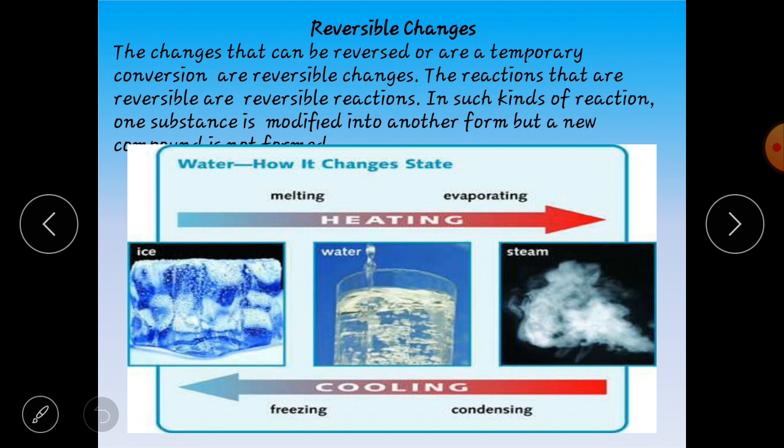The reversible changes. The changes that can be reversed or are temporary conversions are known as reversible changes. The reactions that are reversible are called reversible reactions. In such kind of reactions, one substance is modified into another form. For example, you can see ice on melting get converted into water, and water on heating get converted to water vapor or steam.